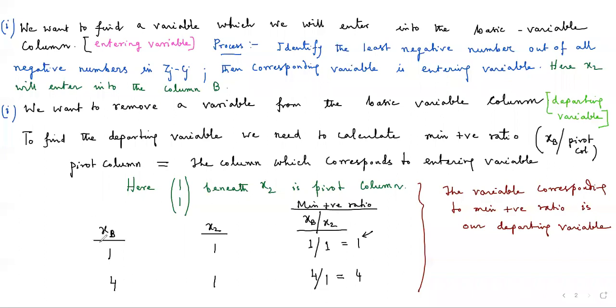So just look at the simplex table. In the simplex table, in the basic variable column, we had S1 and we had S2 in simplex table 1. Minimum positive ratio is this one. So my departing variable is this one, S1. So S1 will leave, and in place of S1, X2 will enter. So we have got our entering variable, we have got our departing variable.